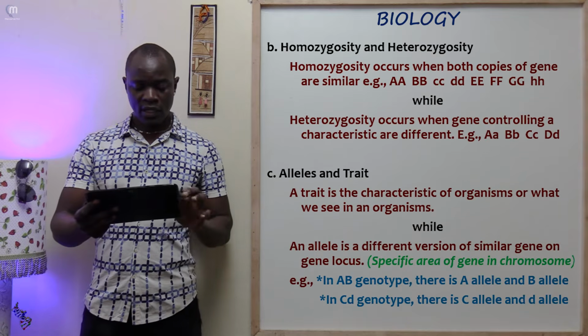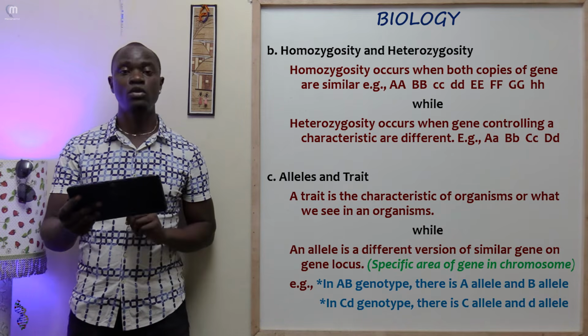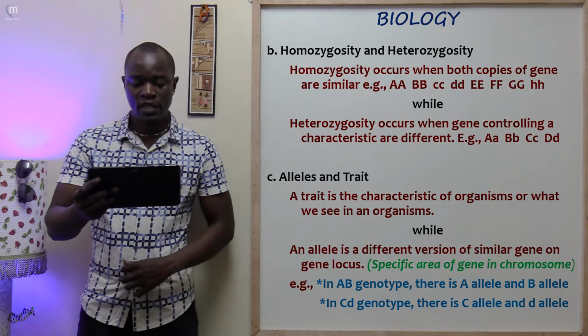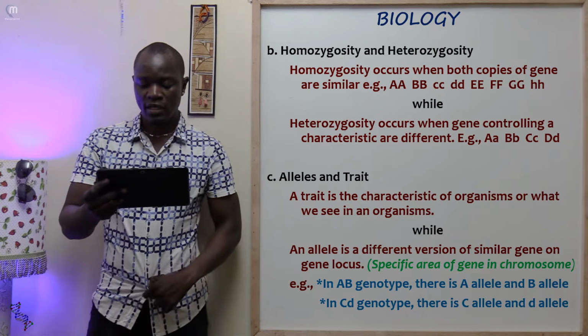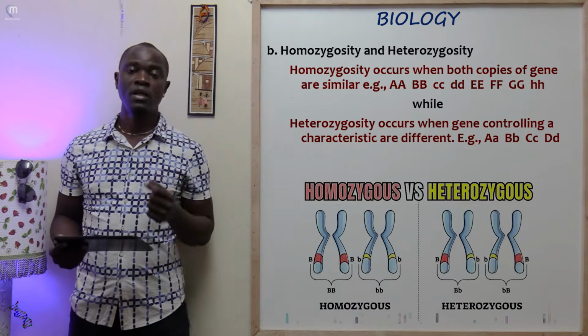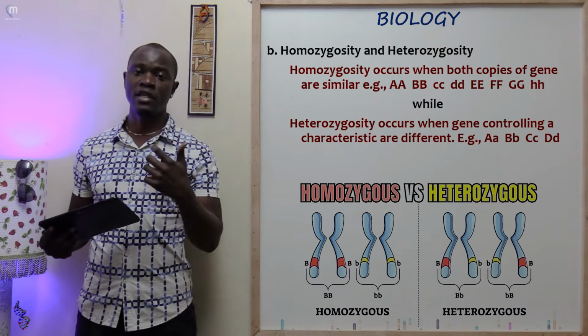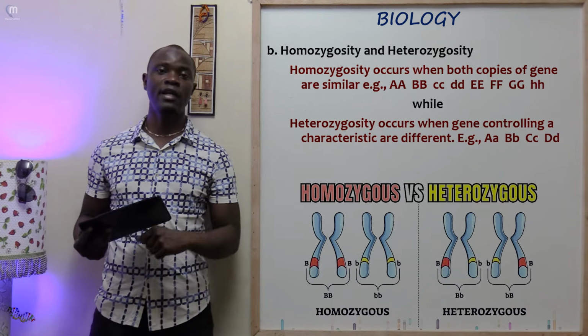So let's go to the next question. Letter B is asking us to differentiate between homozygosity and heterozygosity. Remember, this one mostly deals with the alleles that are found in the gene.